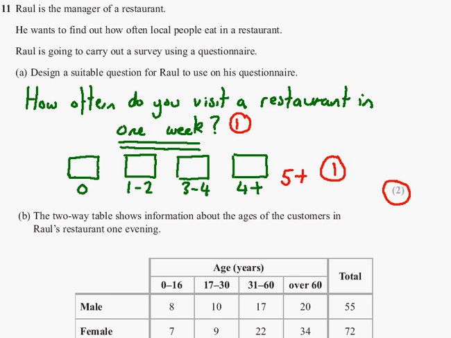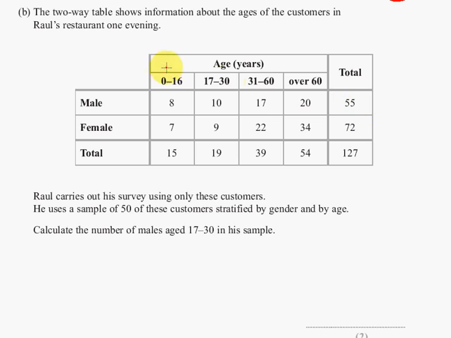Now part B says the two-way table shows information about the ages of the customers in Raul's restaurant one evening. So just take a little time to have a look at this two-way table. So your ages, 0 to 16, there's 8 who are male. 17 to 30, you've got 10 who are male. 31 to 60 are female. Now everyone, male and female, so you add these two up, so you've got 19 people who are 17 to 30.